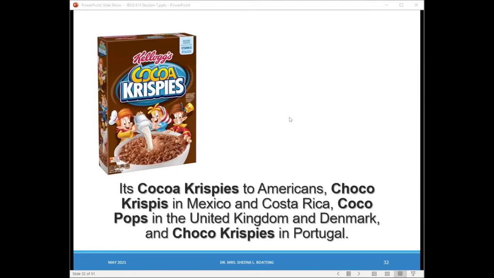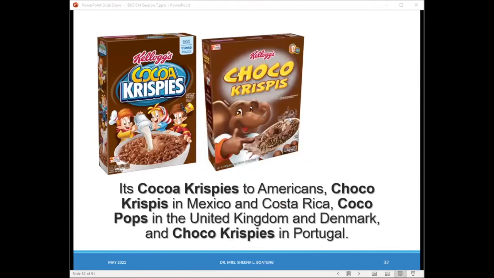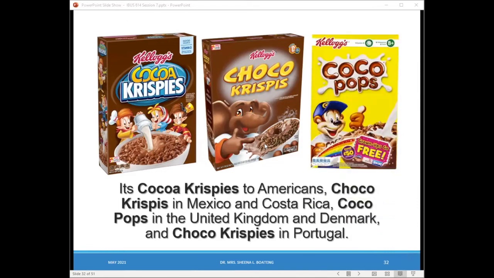Right? And in other countries like Mexico, it is Choco Krispies with an elephant. And then in the United Kingdom is the one we all know, Cocoa Pops. We take Cocoa Pops. But in other parts of the world like Portugal, they also know Choco Krispies, with a different spelling. But this particular one, if we had seen it in our dreams, we would have thought, this is Rice Krispies. Why is it saying Cocoa Krispies?